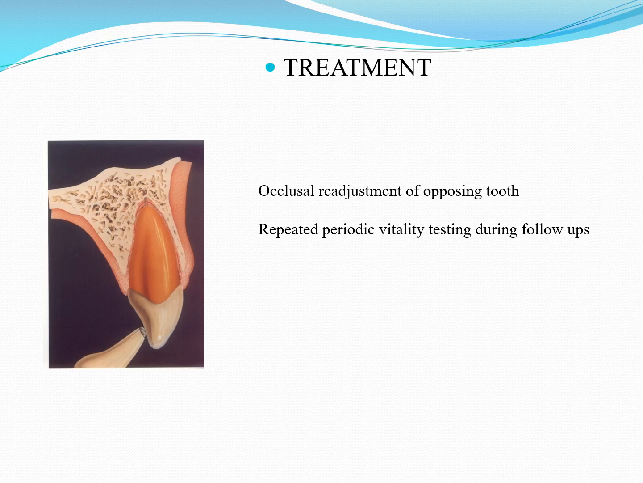Then in the follow-up, check the vitality of the offending tooth, so that if the tooth becomes non-vital, you have to go for root canal therapy. As such, not much treatment is required for this. Just occlusal adjustment of the opposing tooth, and periodic vitality testing of the offending tooth in the follow-ups.